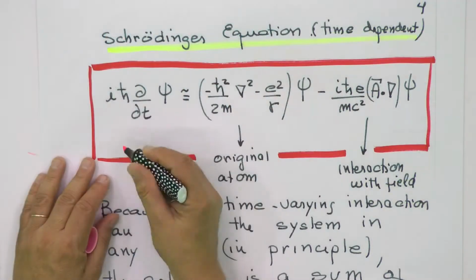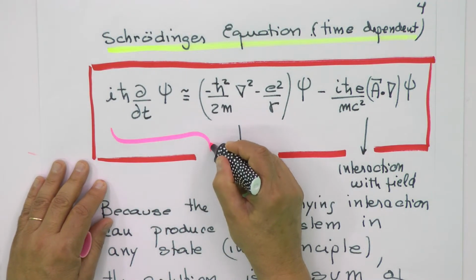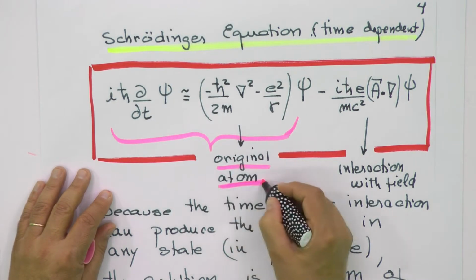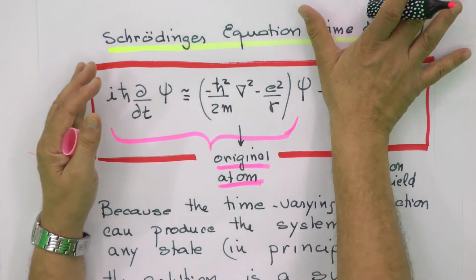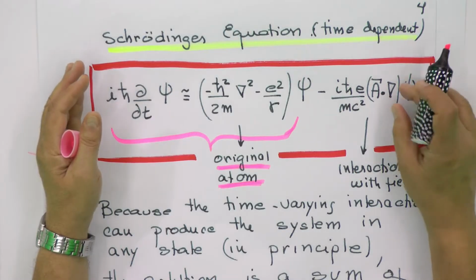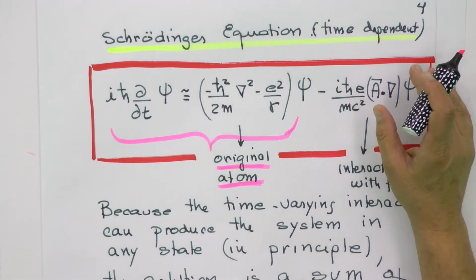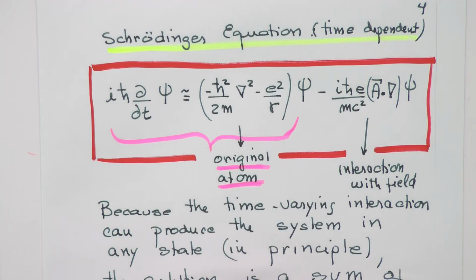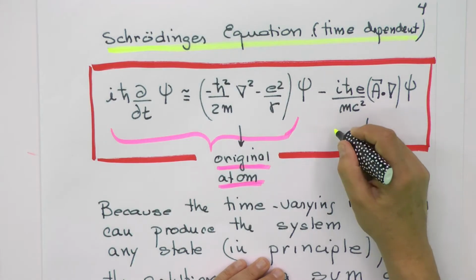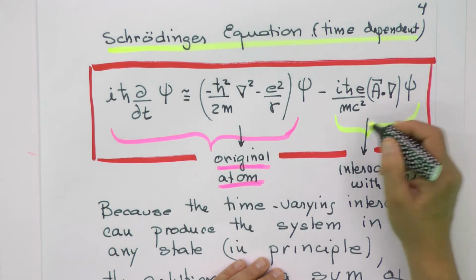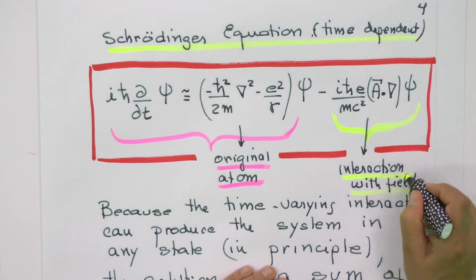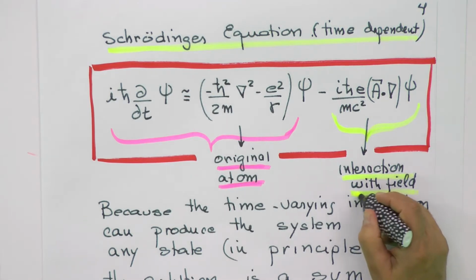This first term here is the original part. So this part is the original atom. If we zero out the electromagnetic field, meaning A equals 0, there is no electromagnetic field there, and we recover the atom with the states that we already discussed. Now, this next term is the addition. This term is actually the addition of the interaction, so that is the interaction with the field. And this is the one that will cause a lot of things here, right?